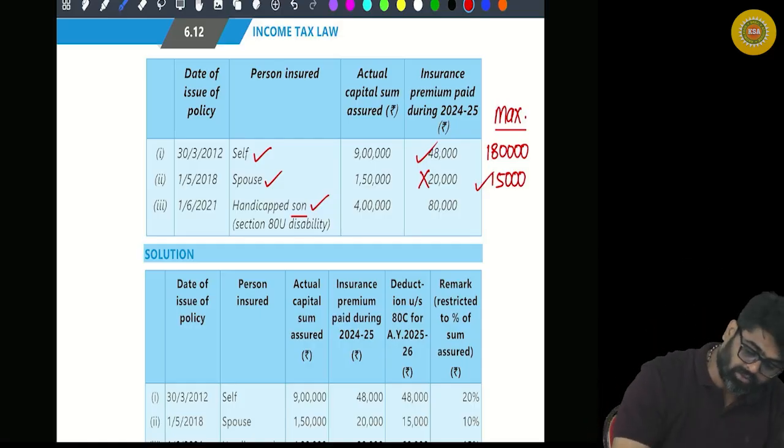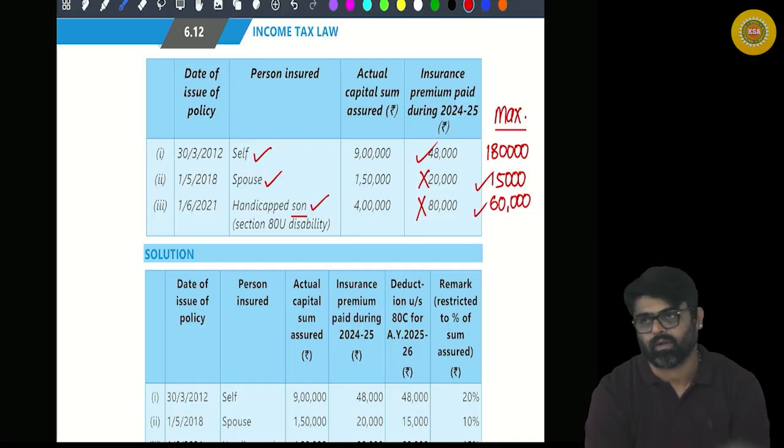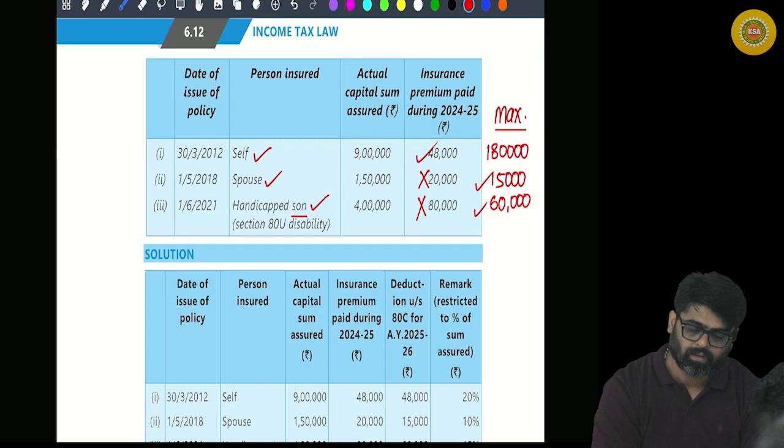And for such policy, how much premium should be paid? 15%. So take 15% of 4 lakhs. How much should be the maximum premium? But how much you are paying? 80 will not qualify, 60 will qualify. Now do you have all the qualifying amounts? Calculate. 48,000 plus 15,000 plus 60,000.